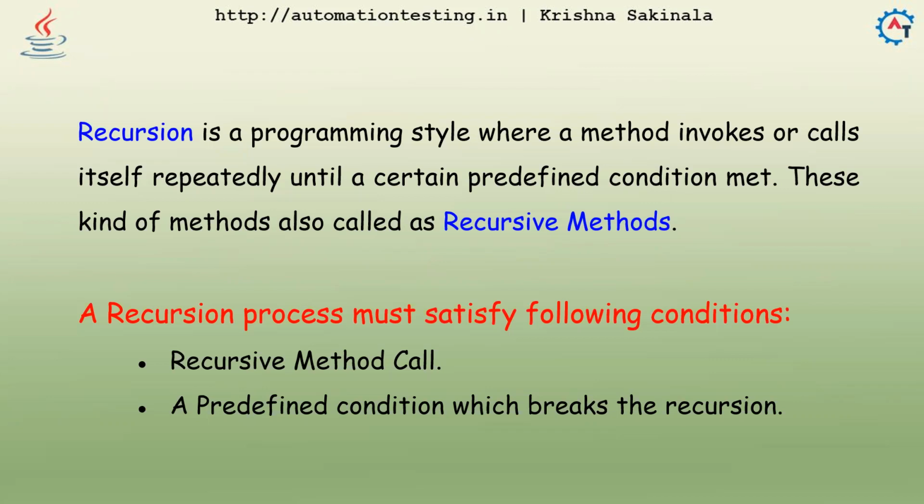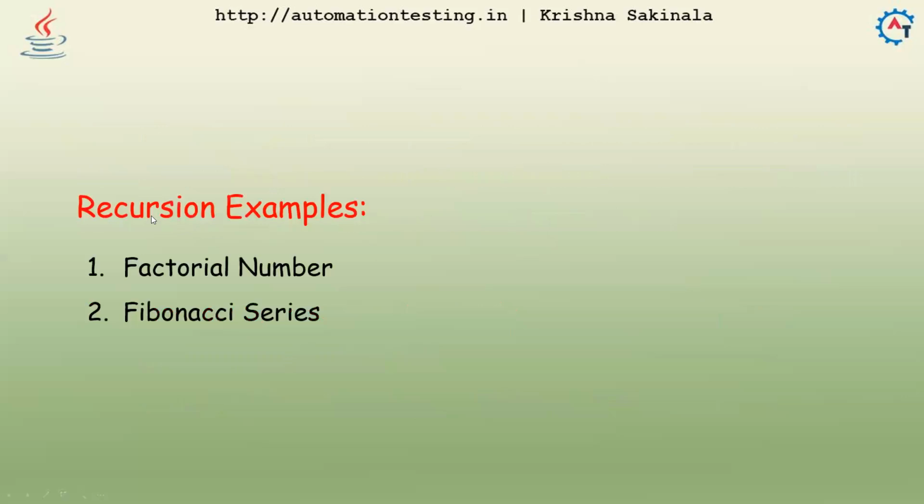A recursion process must satisfy the following conditions. First, a recursive method call, meaning you need to call that method inside the same method. Second, a predefined condition which breaks the recursion, otherwise it will go into an infinite loop. You need to break somewhere, and for that you should have a condition where to break. That we will see. So recursion means simply a method calling itself. Recursion examples: while printing a factorial number or a Fibonacci series, you can use the recursion concept.